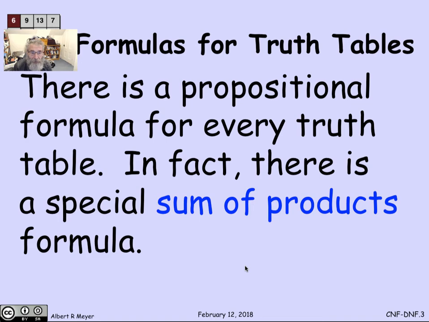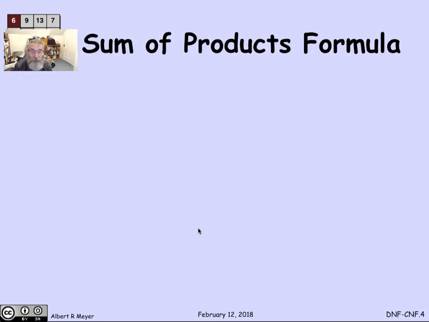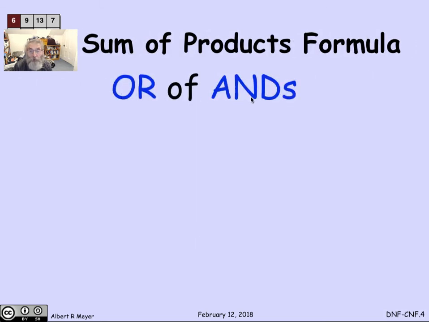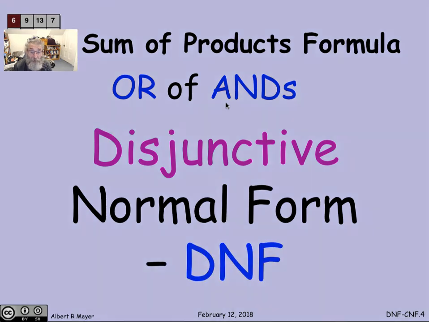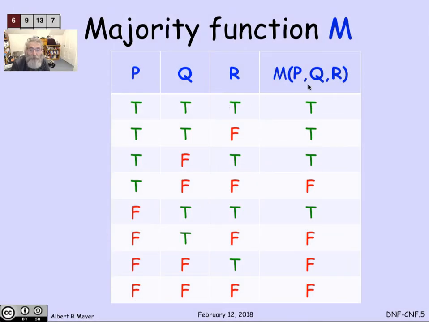So, in fact, there is this special sum of products formula that we're going to aim for first. By a sum of products formula, I really mean an OR of ANDs. We'll see a concrete example of that very soon, because I'm going to do an example. This is called a disjunctive normal form. Disjunctive means OR. So you're taking a bunch of terms that are ANDs of things, and then you're ORing those ANDs together. That's a disjunctive normal form, or DNF for short. Okay, let's do an example.